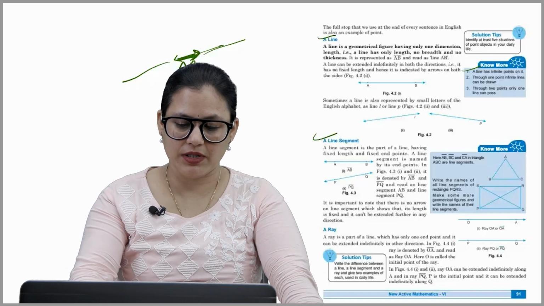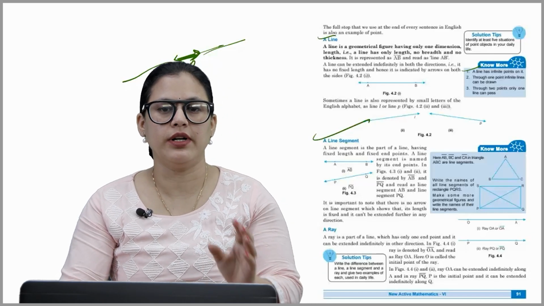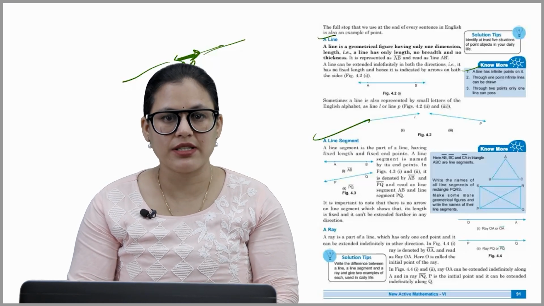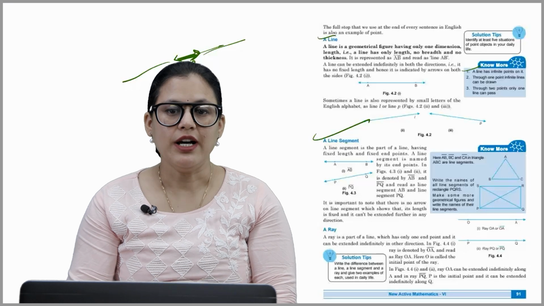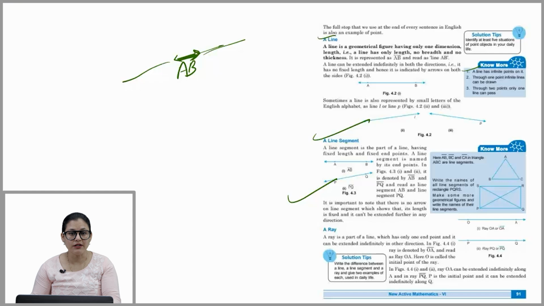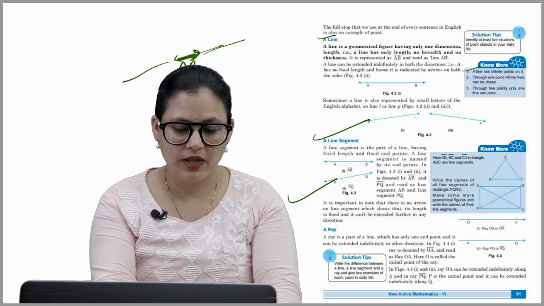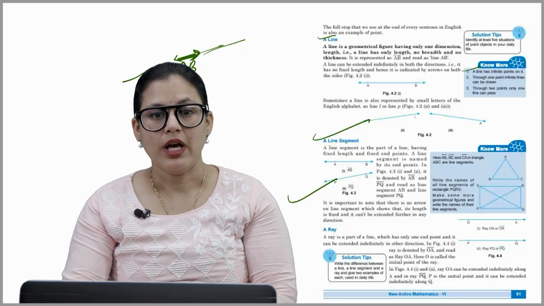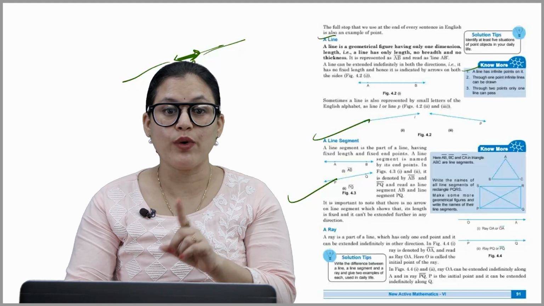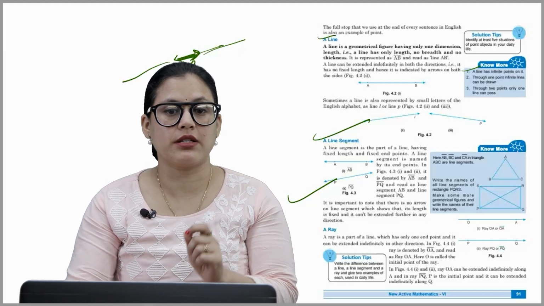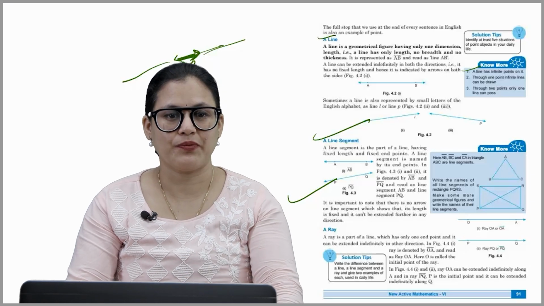Next, a line segment. A line segment is the part of a line having fixed length and fixed end points. A line segment is named by its end points. In figure 4.3, 1 and 2, as you can see here, it is denoted by AB. This is the line segment, and there are no arrows, as you can see, and PQ. It is read as line segment AB and line segment PQ. It is important to note that there is no arrow in a line segment, which shows that its length is fixed and it can't be extended further in any direction.